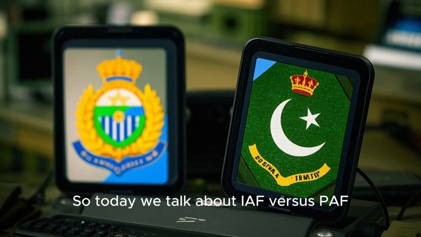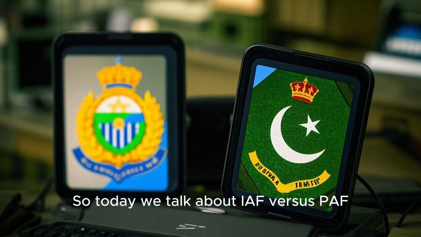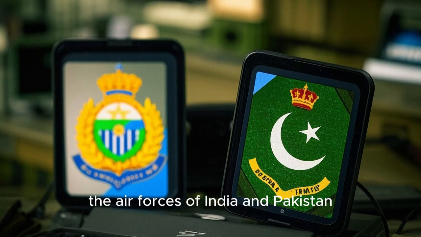So today we talk about IAF versus PAF, the Air Forces of India and Pakistan.